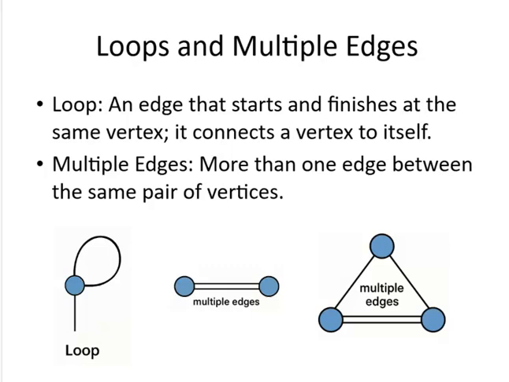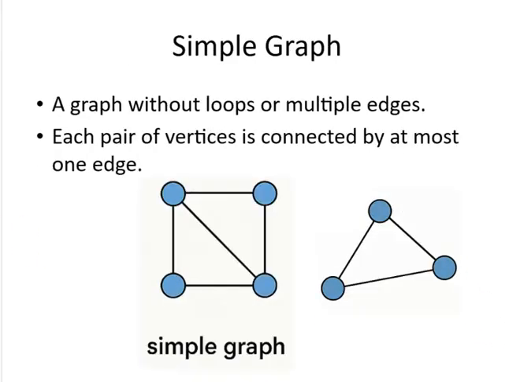So you can have loops and multiple edges, and we need to be aware of that for definition purposes later on. So a simple graph, okay, is one that has no loops or multiple edges. So it's simple, it's straightforward. You're cutting out the noise and the unnecessary bits. You're just dealing with how nodes are connected with each other. Each pair of vertices is connected by at most one edge, i.e. there's no multiple edges.